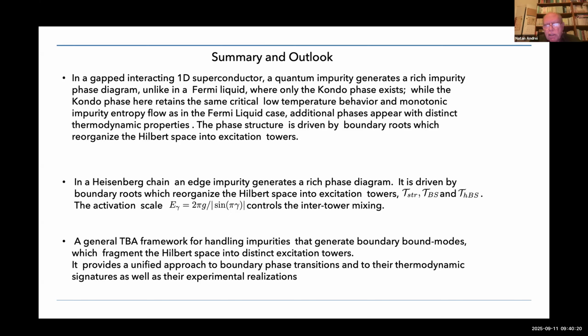So they are not the usual strings. The usual strings couple the holes into higher spins, but these are bound states at the edge of the impurity, and they are localized there, and they have their own energy. They can be either occupied or not, and that's how you get this type of towers, which splits the Hilbert space of excitations. Thank you.